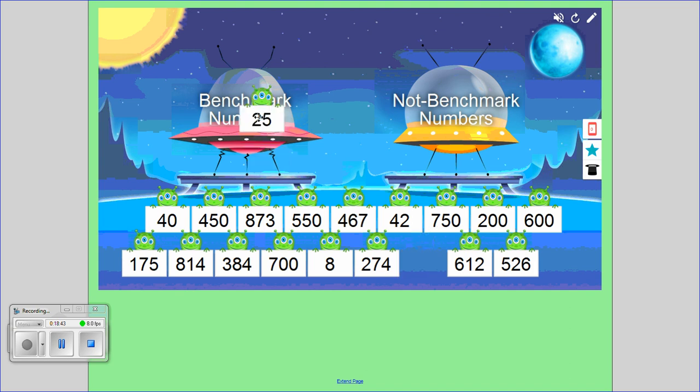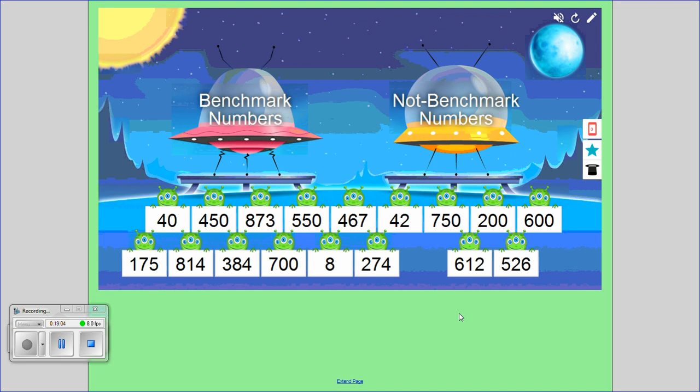25 is a benchmark number because that's an easy peasy skip count. It's also easy peasy with money. Who's my money kid that we did at the very beginning? Colin, you said it's like money, right? When we talked about 25, 25, 25, 25 equals 100? Yeah. Like quarters, 25 cents? Yes, great.